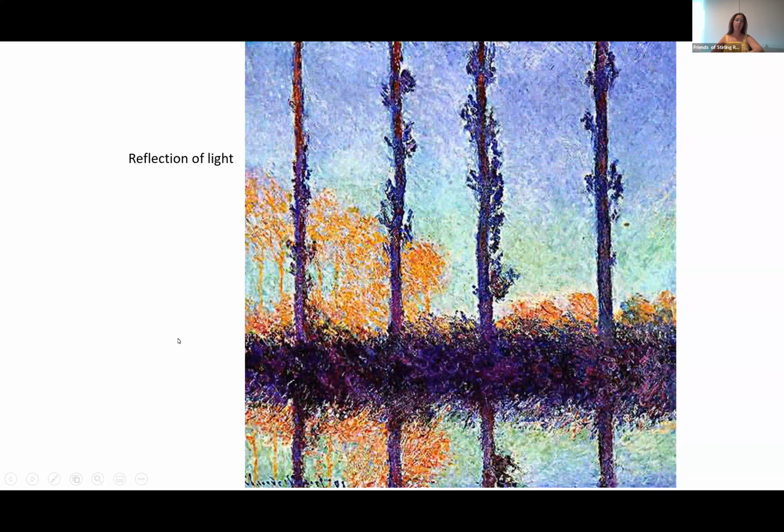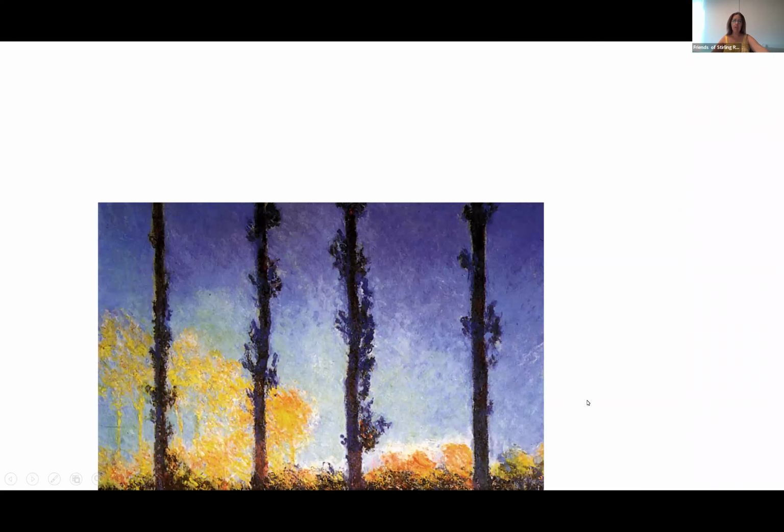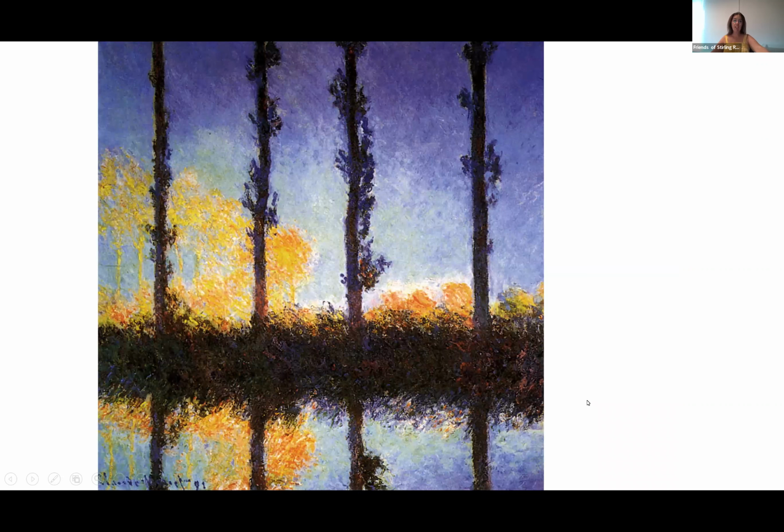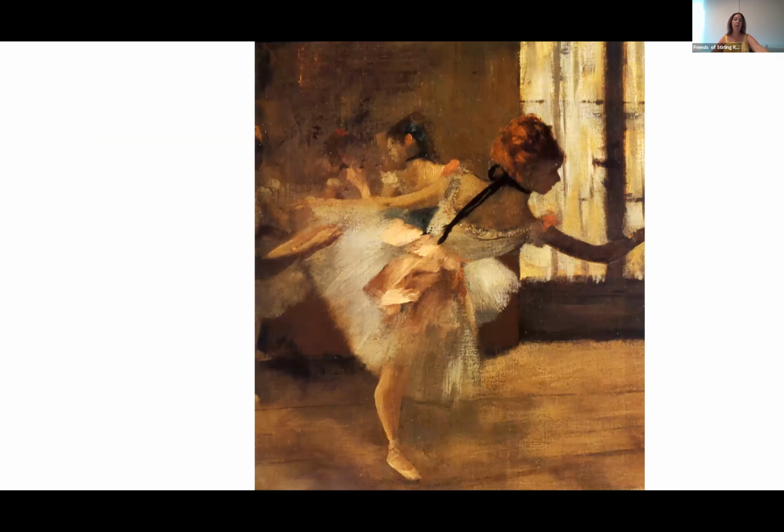So as I mentioned, the reflection of light is one of the characteristics. How it reflects on the water, how it changes every time the sun changes. So different moments of the day, like the twilight or the early morning, or different moments of the year. On the other hand, because of photography and also motion pictures, they want to capture movement.